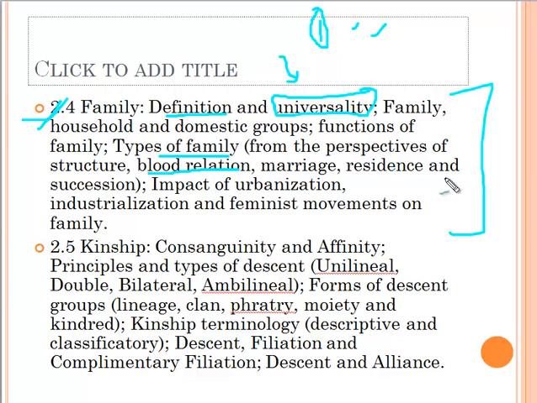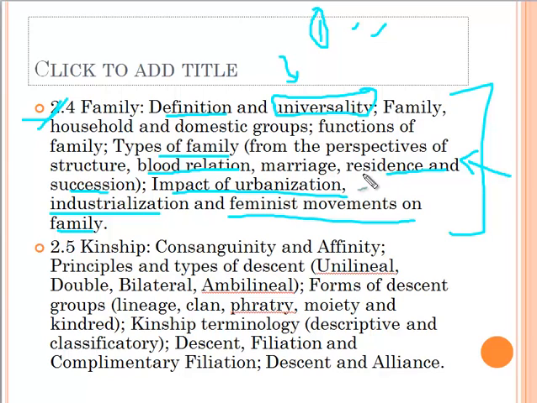And all these things, residence and succession, who will inherit the property of the parents, and what are the rules behind that, and what are the different rules in different societies, all we will learn here. Then impact of urbanization, industrialization and feminist movements on the family. Like with the feminist movement, you can take the example that earlier the women were confined to the household only, and now with the changed environment they are coming out and doing other works which are not traditionally allowed, like they are doing jobs and all.